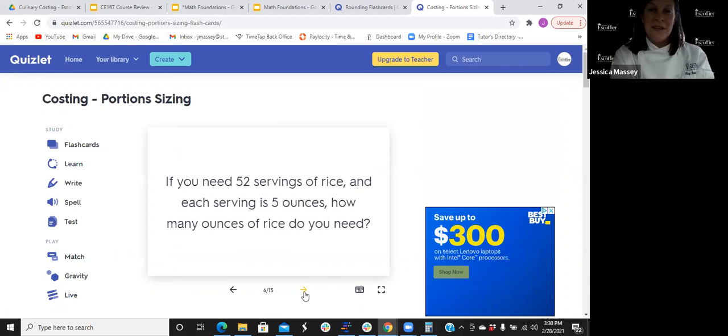All right, if you need 52 servings of rice and each serving is 5 ounces, how many ounces of rice do you need? I'm not going to walk you through it. I want to see if you guys can come up with the answer first.